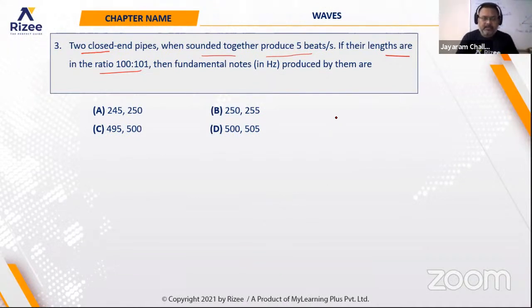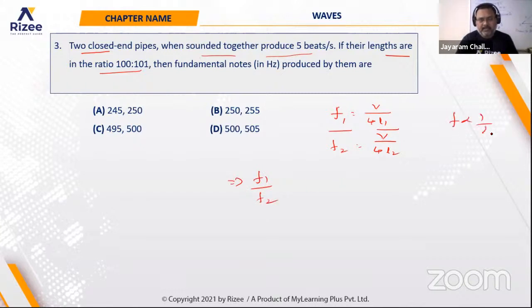Okay, fine. So what is the frequency formula? Since they are closed pipes, F1 is equal to V by 4L1, and F2 is going to be V by 4L2. Now if I go for the ratio F1 by F2, you can say that F is inversely proportional to the length here. So F1 by F2 is equal to L2 by L1.